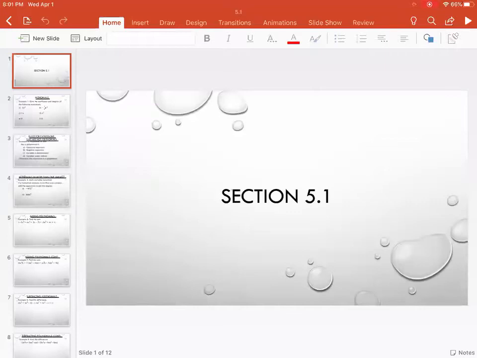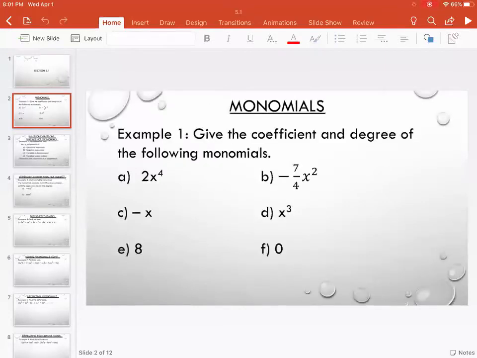Okay, today we're looking at section 5.1, which deals with polynomials. When you're talking about polynomials, there are three types that we classify and give special names to: monomials, which means one term, binomials, which means two terms, and trinomials, which means three terms.